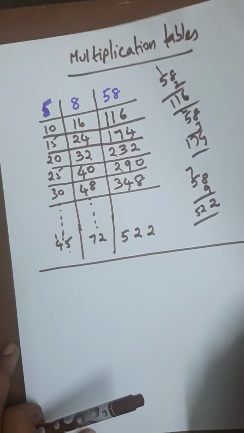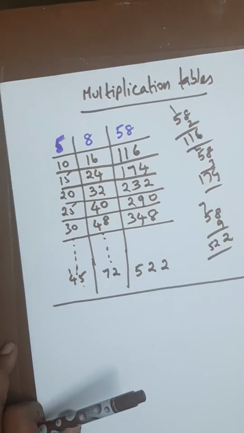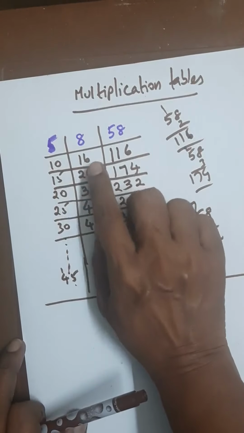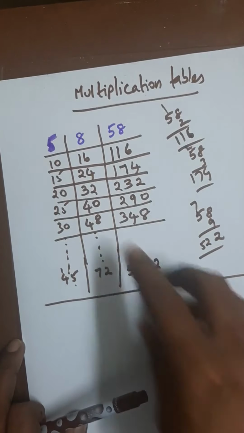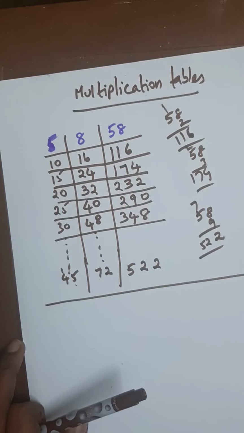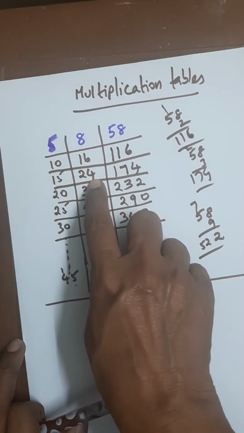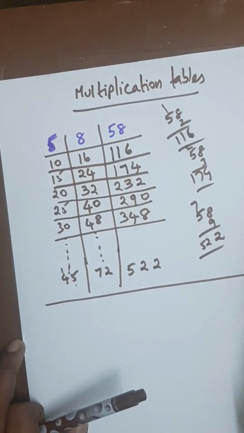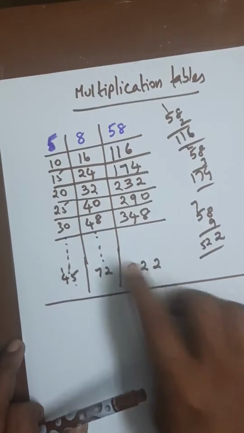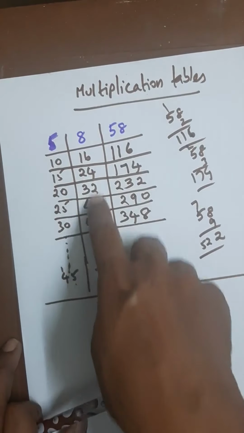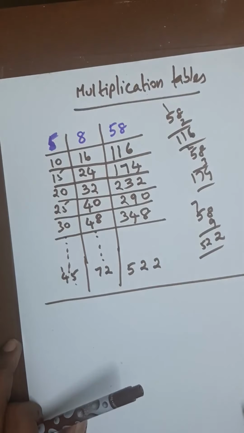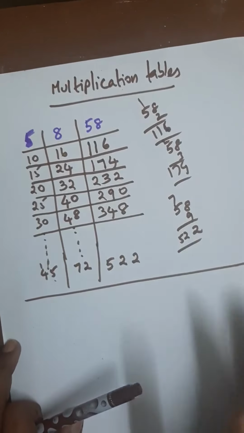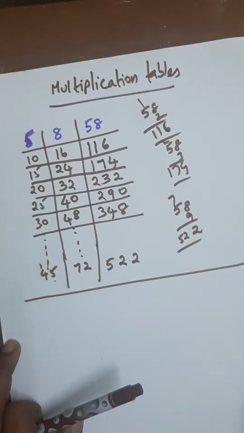Suppose anyone asks you for the 58 table, mentally you can visualize the 5 table and the 8 table. For example, if they ask what is 58 threes, if I remember 15 and 24, at once I can say 174. If anyone asks what is 58 sixes, if I remember 5 sixes and 8 sixes, I can visualize mentally and say 348. In explaining only, it is taking more time.